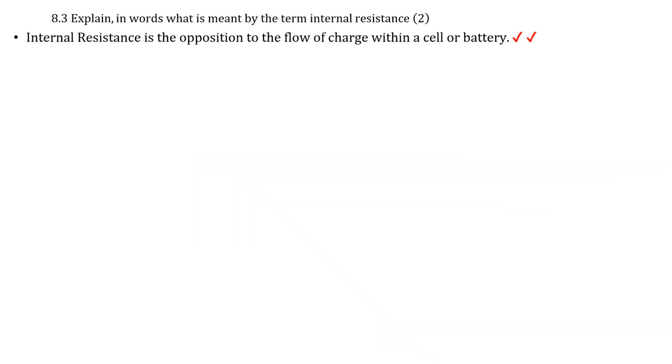Next problem. Explain in words what's meant by the term internal resistance. In short, internal resistance is the opposition to the flow of charge within a cell or battery, right? So when we oppose the flow of charge, we are resisting the charge. Therefore, if we resist it within the battery or within a cell, then it's internal resistance, right? Conflict within.